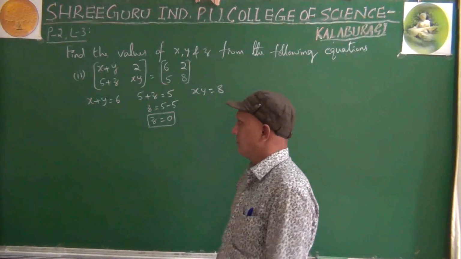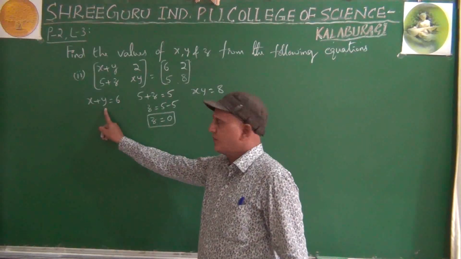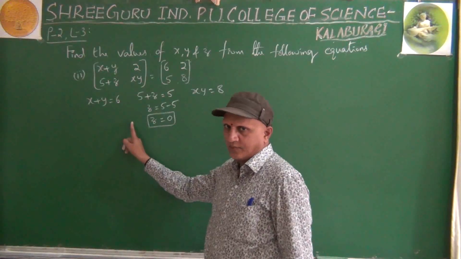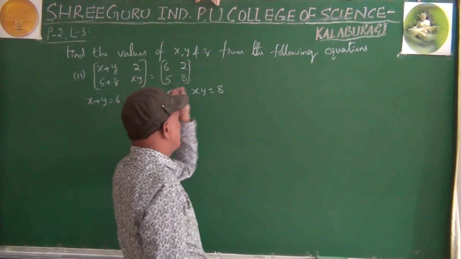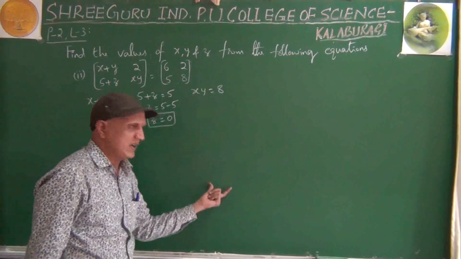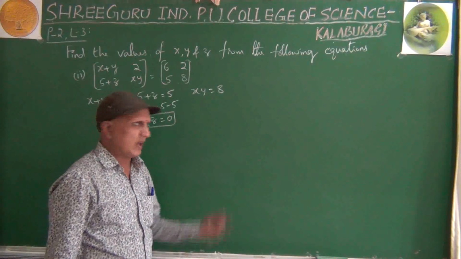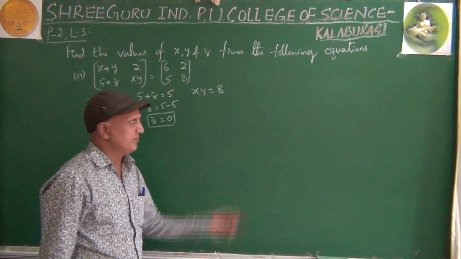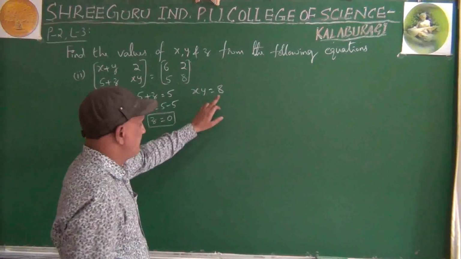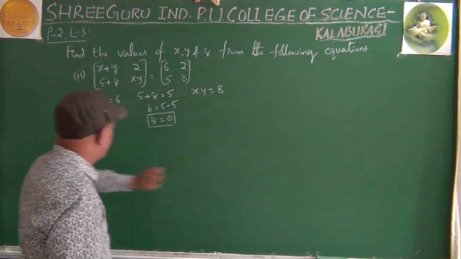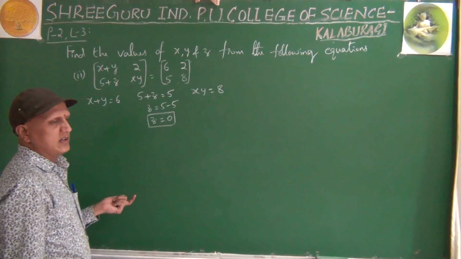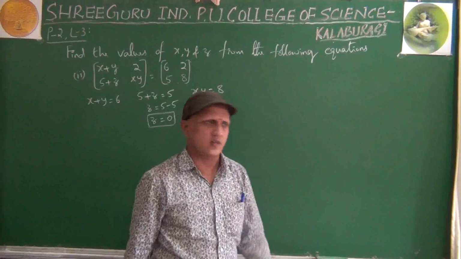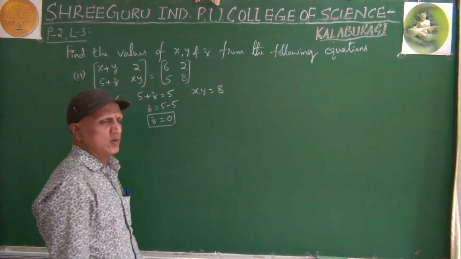One method is y equals 6 minus x. Substitute y equal to 6 minus x here. Simplify, a quadratic equation will come, roots will come. Then we can get x and y values. Otherwise, y equal to 8 minus x. Substitute here, then we get a quadratic equation after LCM simplification. Then also we get x and y values.